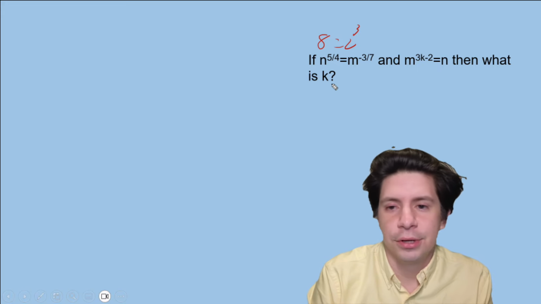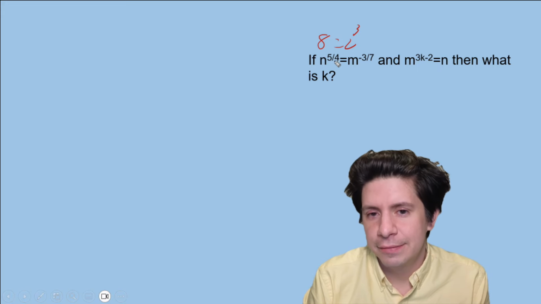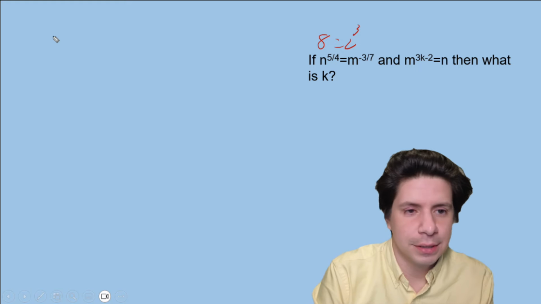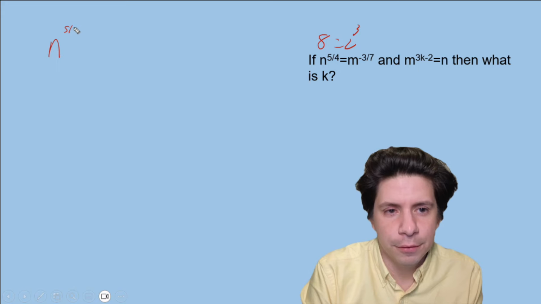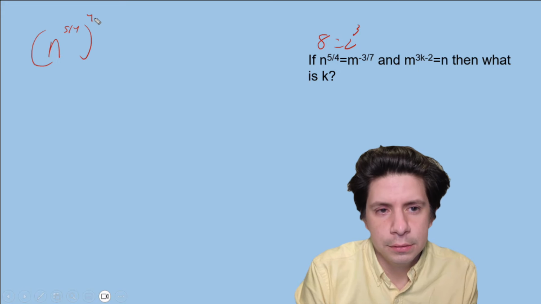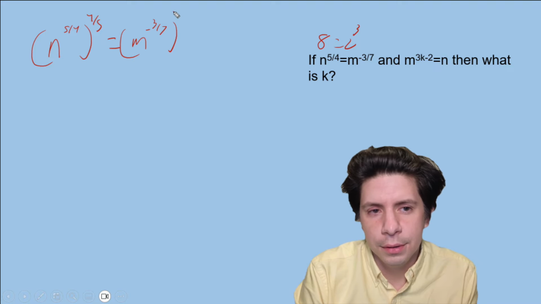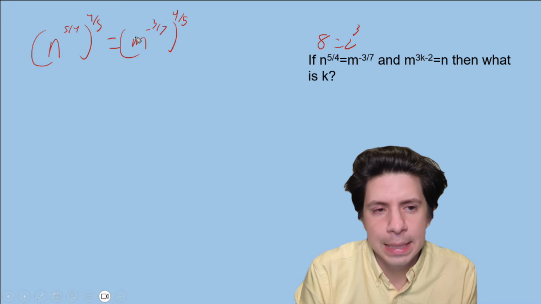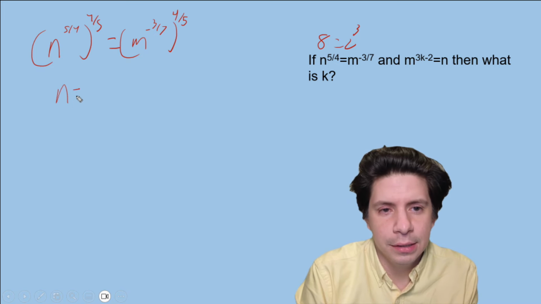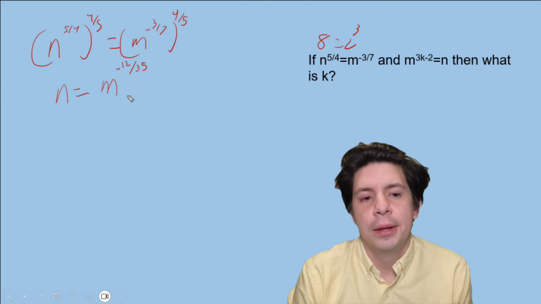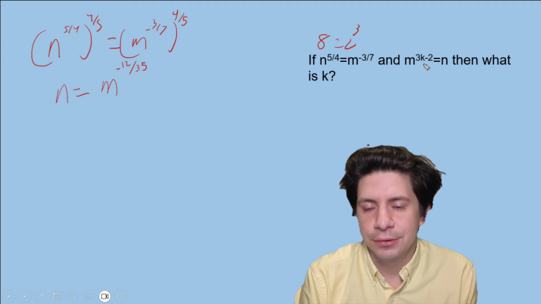So let's work it out, right? We have n here, so let's find n and set it equal. To get n, we're going to do to the 4/5 power for both sides. So we're going to do n to the 5/4 to the 4/5 equals m to the negative 3/7, also to the 4/5. These are going to become 1, so we get n equals m to the negative 12/35, right?